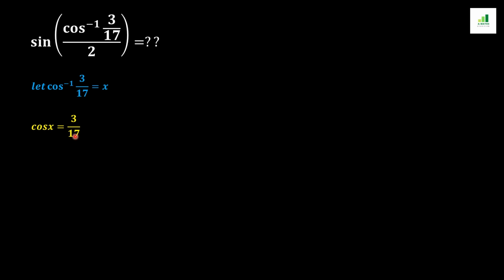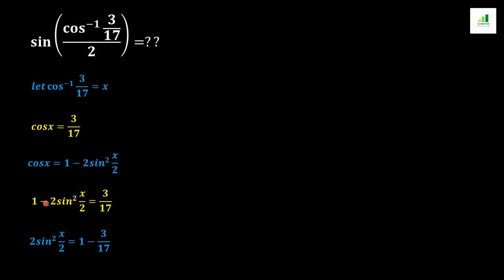Right? Now, as we know from the basic formula of trigonometry, cos x is equal to 1 minus 2 sine square x by 2. Right? And when we compare both these equations, we will get 1 minus 2 sine square x by 2 equal to 3/17. Now in the next step, we should arrange this equation as 2 sine square x by 2 equal to 1 minus 3/17. How?